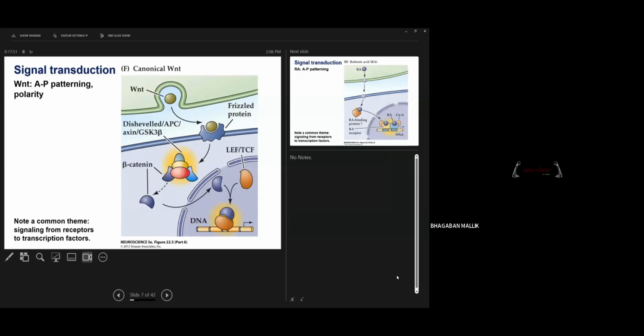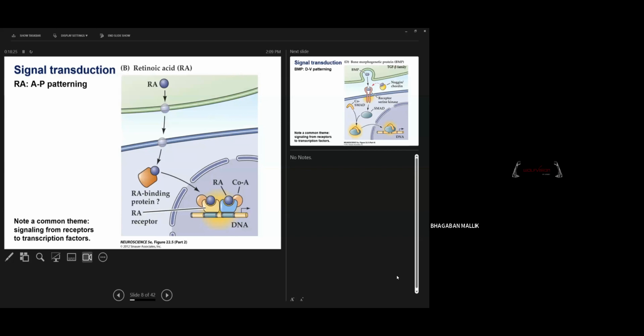Now we'll go for the canonical one, which is the beta-catenin dependent. The Wnt molecule binds to the Frizzled receptor, and it activates this complex that is called the Destruction complex, which can further activate beta-catenin, and beta-catenin translocates to the nucleus. It forms a complex with TCF or LEF, and again binds to the DNA and expresses the target gene. So this is another signal required for the anterior posterior patterning during development.